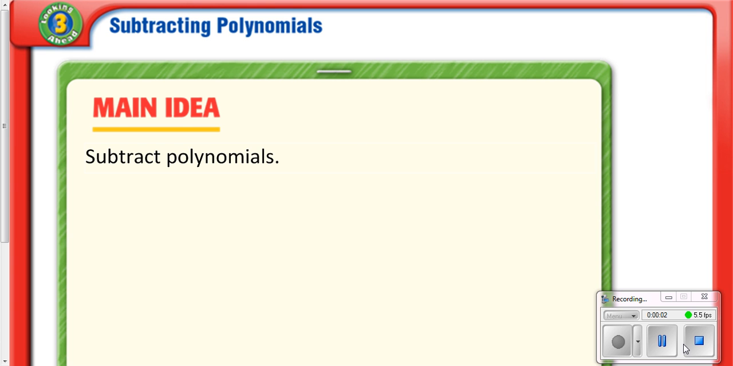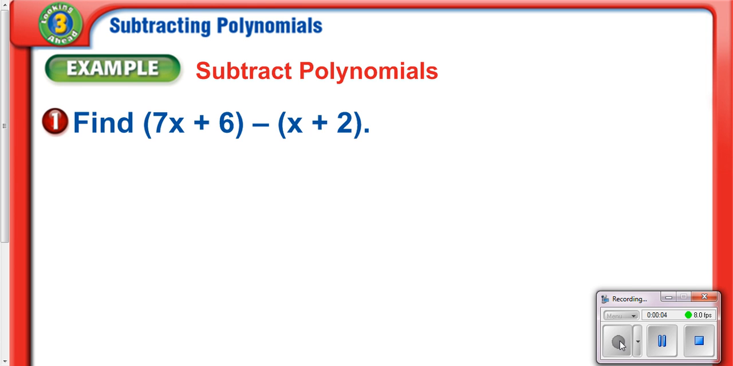Lesson 3 covers subtracting polynomials. Today's lesson is pretty comparable to addition with polynomials. The only difference is that you're subtracting some type of polynomial, and if you see this minus sign here and you have that set of parentheses, what has to happen is you need to distribute that negative sign. So draw those arrows to represent distribution.